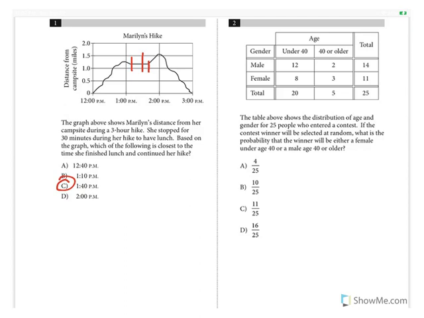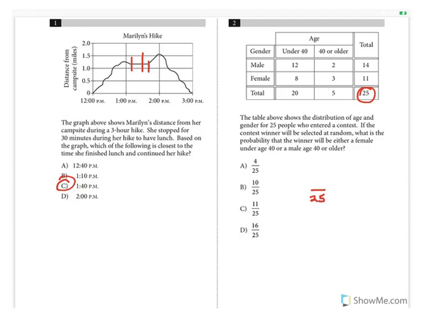The table above shows the distribution of age and gender for 25 people who entered a contest. If the contest winner will be selected at random, what is the probability that the winner will be either a female under age 40 or a male age 40 or older? All right, so these probabilities, when we see our answer choices, all fractions, the denominator of the fraction is going to be the population that you are choosing from, or the sample size. So it says we are choosing a contest winner selected at random. So it's choosing from the entire population. So 25 is going to be our denominator.